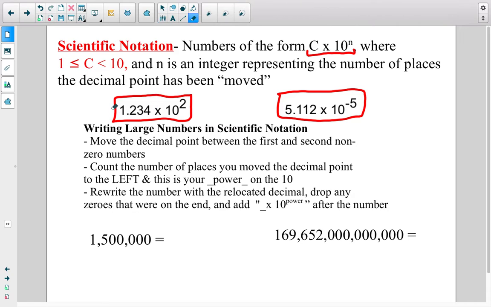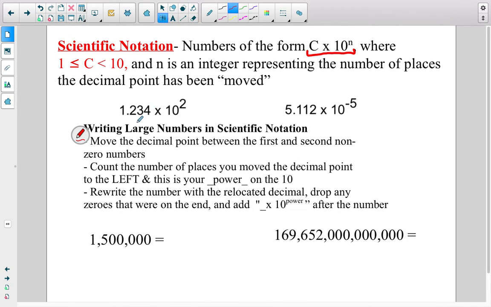First, let's talk about large numbers written in scientific notation. And when we say large numbers, those are numbers that are going to be greater than or equal to 1. Which doesn't mean it's necessarily that big of a number, but that's our focal point for large numbers. That's what I mean when I say that. To do that, we're going to move the decimal point between the first and second non-zero number from the left. So let's do that right here. In this first example, that would be right here.